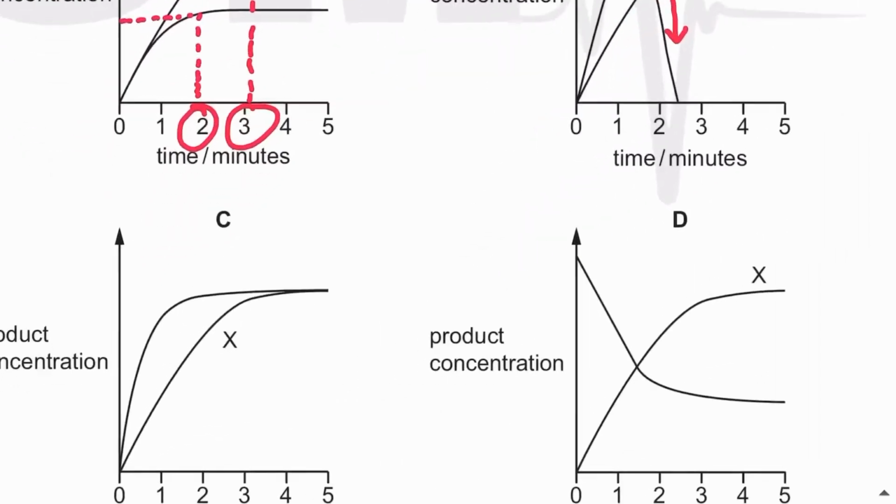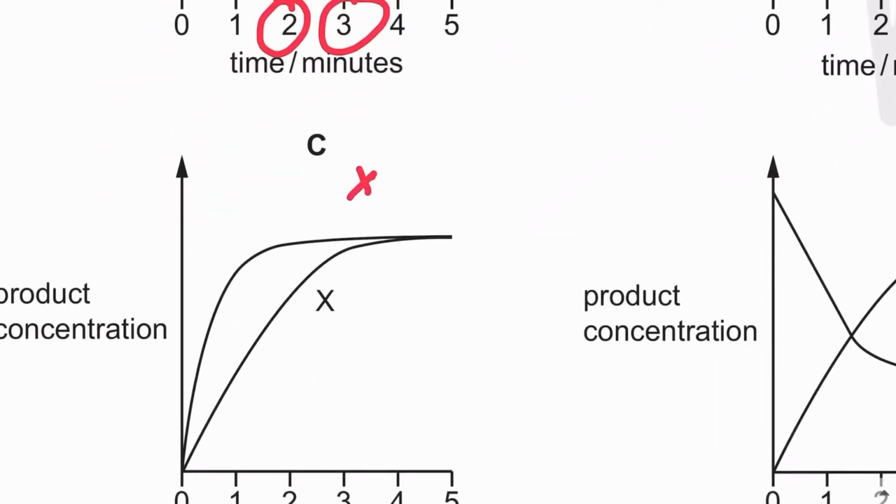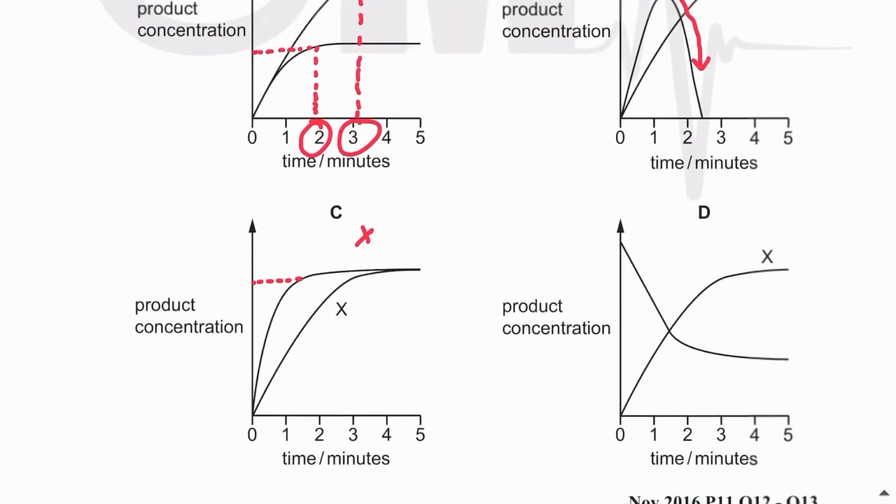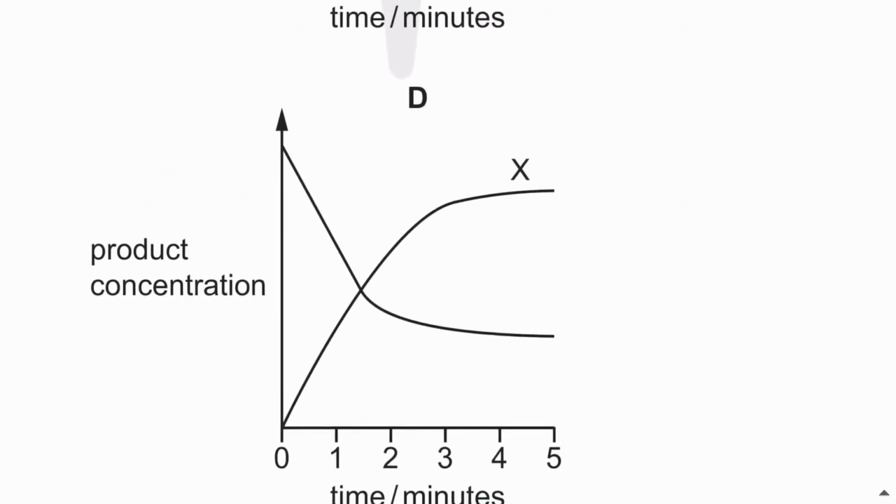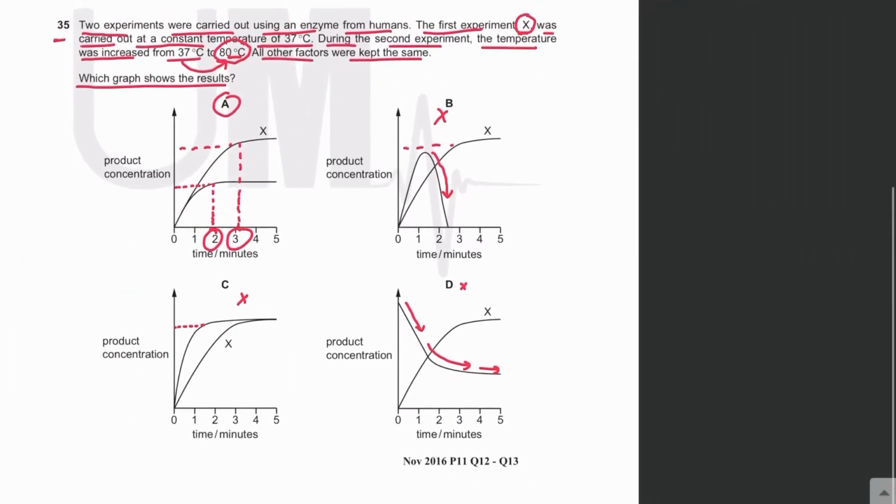C cannot be the answer because in C, the final product concentration in both the first and the second experiment is equal, and this is not possible. The product concentration in the second experiment should be less because enzymes are denatured. And D cannot be the answer because again over here the product concentration is falling and this is not the case. Product concentration always rises in an enzyme experiment, right?